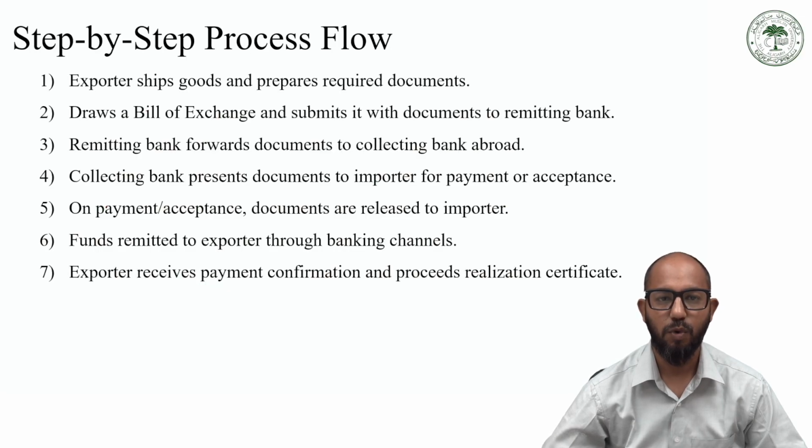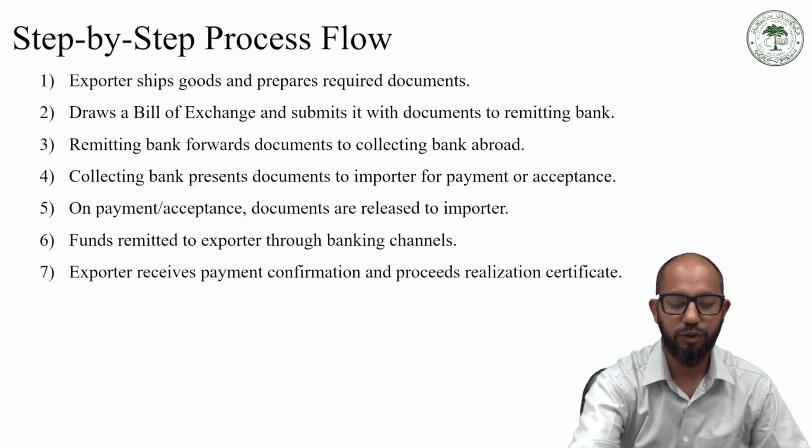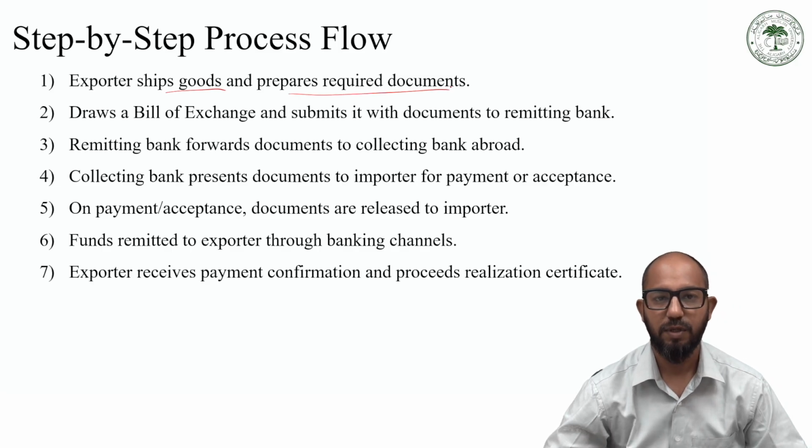Let us now go through the step-by-step process flow. The first step is where the exporter ships goods and prepares required documents. This is the first and initial step wherein care should be taken, because when documents are prepared, they should be error-free and they should disclose all the necessary information that is required for completing the legality of the document.